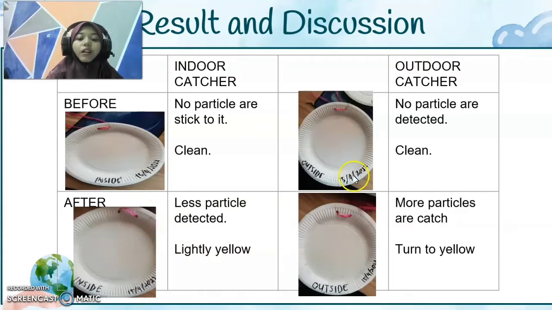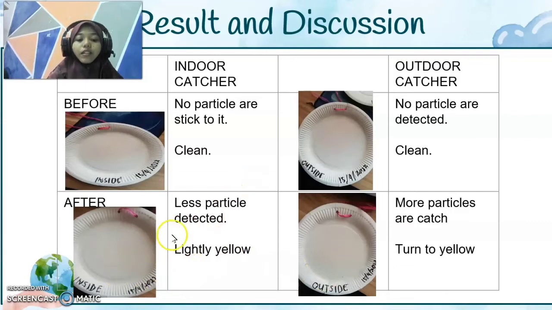Meanwhile, the outside air pollution catcher was placed outside the house. After a week, we can see that the area rubbed with Vaseline has turned yellowish and has some dust on the surface of the polystyrene plate, and it is also more polluted than the inside air pollution catcher.